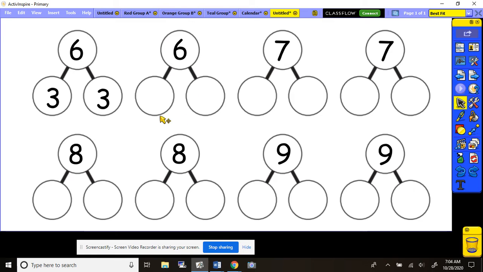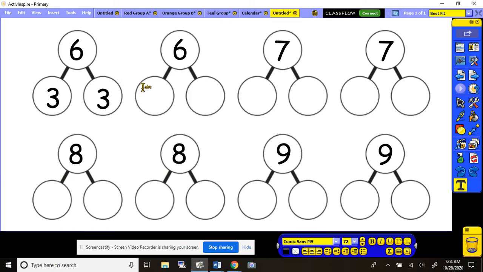Can you think of 2 other numbers that if I join them together, if I add them together, I would also get 6? Can you think of 2 other parts that would make up 6? You can pause the video. So let's take a look, because there are multiple ways that we can make 6.